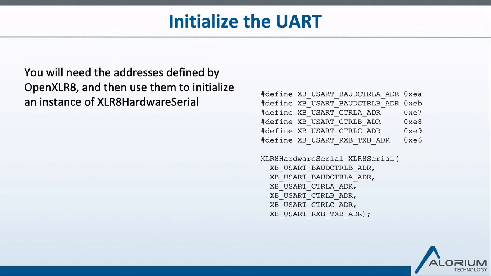Next, you need to initialize the UART, and you'll need to know the addresses defined by your OpenXLR8 instantiation. Then we'll use those addresses to initialize an instance of XLR8 hardware serial in software. These addresses over on the right side are all matching exactly to the addresses that have been defined in this particular OpenXLR8 build, and those addresses are then being used to call the instantiation.